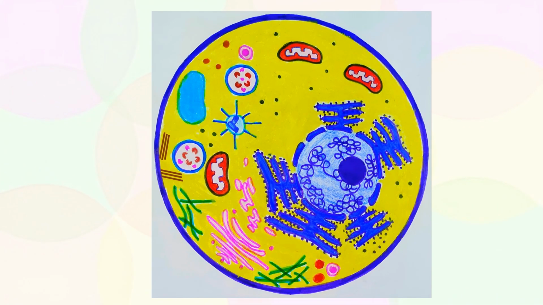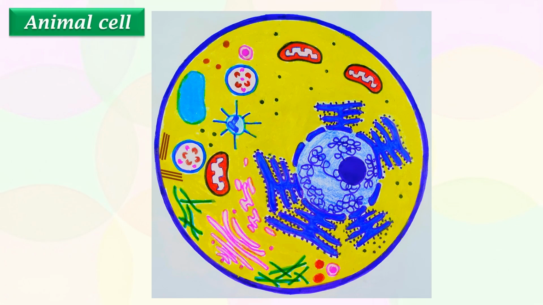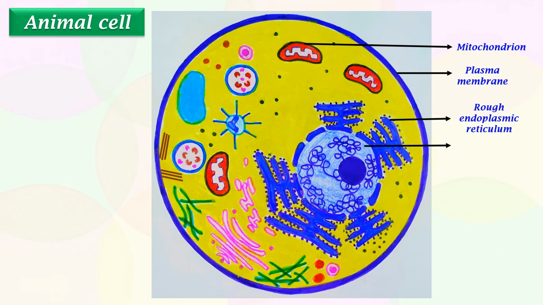The structure of a eukaryotic animal cell is shown in this diagram. Mitochondrion is the main site for energy production. Plasma membrane encloses all the cell contents. Rough endoplasmic reticulum is studded with ribosomes. Nucleus is the administrative center of the cell and stores DNA, which is the cell's hereditary material.